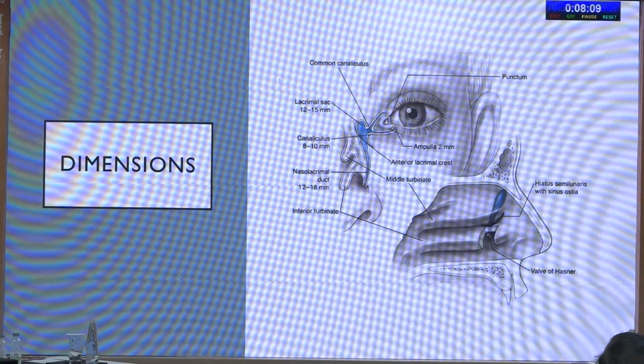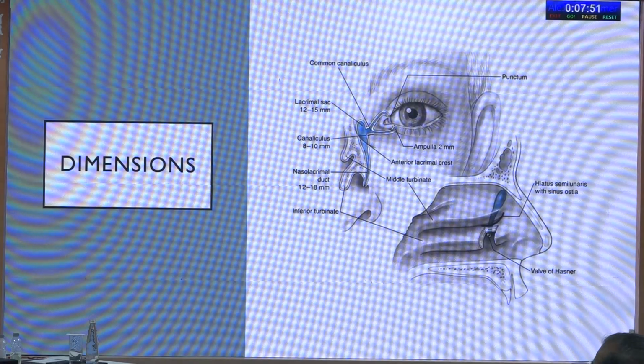Now, what about these dimensions? Is it important to know that your lacrimal sac is 12 to 15 mm and your canaliculus is 8 to 10 mm? Is it important to remember all this? Definitely it is, because when you are doing the probing, you cannot go more than 4 centimeters. So initially, when you are starting to do the probing, it's better to mark your probe at a distance of 4 centimeters so that you don't overdo it.